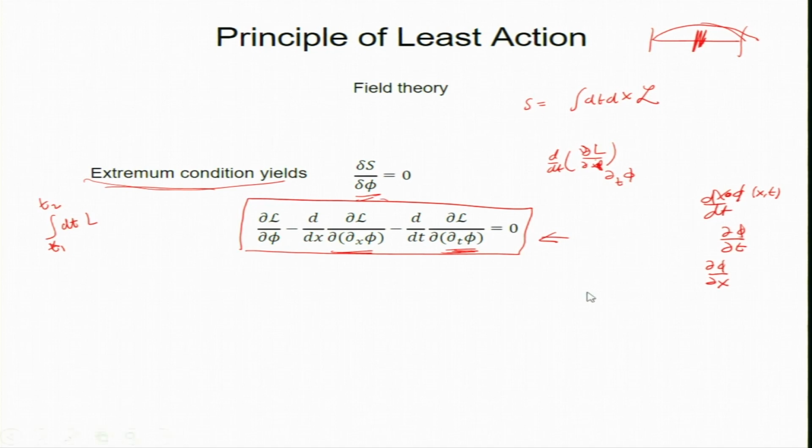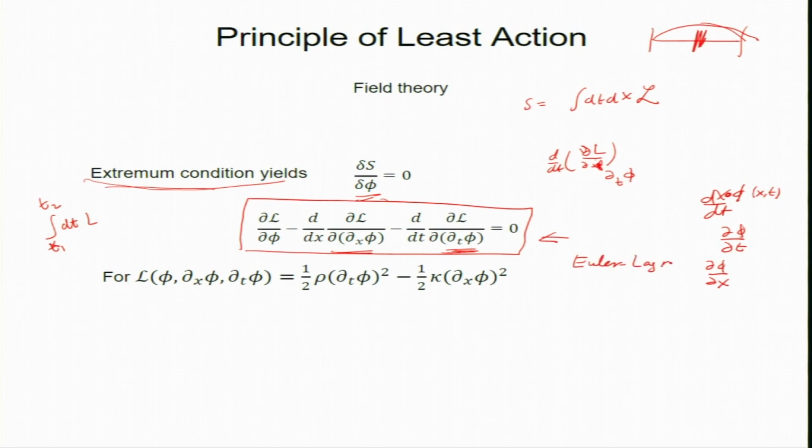So, this is the Euler-Lagrange equation for fields. We need it, so I think you need to memorize it. You can see the form: instead of partial L partial x, it is partial L partial phi. Then we have d by dx of partial L partial of phi x. These are derivatives with respect to x, and then we have partial L partial of the phi derivative in time, and then d by dt. Now, let us apply it to our string.